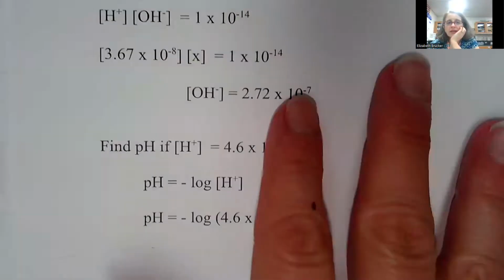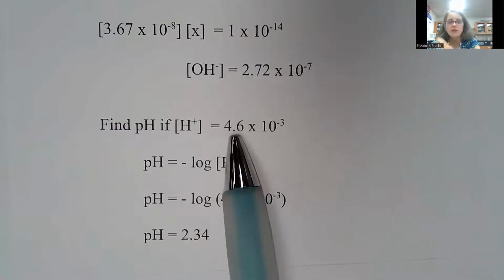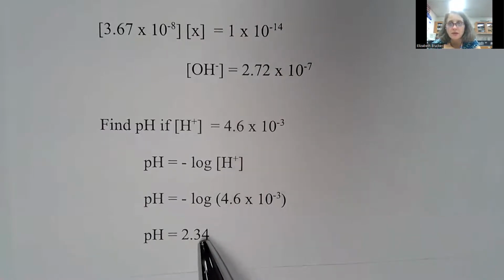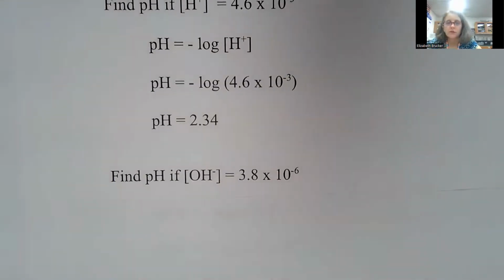So you should have taken the negative log of that number and you should have gotten 2.34. Again, 4.6 is 2 sig figs, so you're going to have 2 digits after the decimal for this one. And then try this next one, and then I will help you with the following one. So find the pH if your OH concentration is 3.8 times 10 to the negative 6. So again, pause the video.